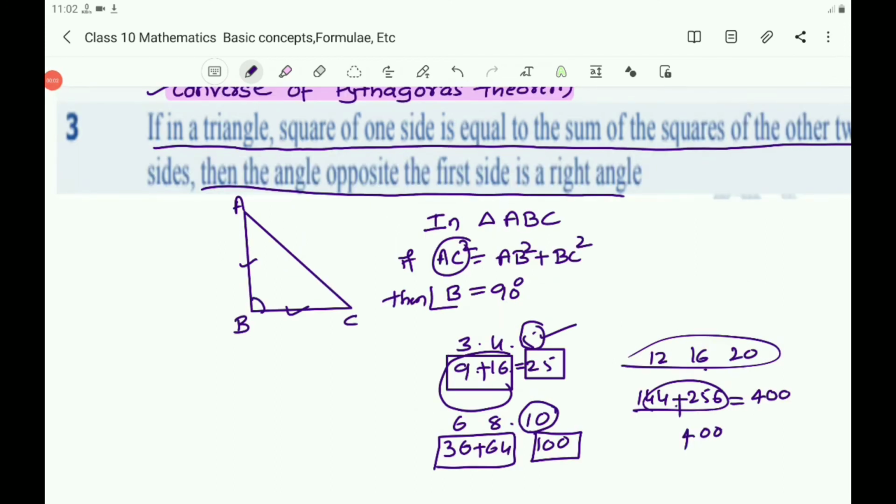So that completes the chapter on triangles. You go through the important points, formulae and statements of the theorems and learn them perfectly, and also you must know the square roots.